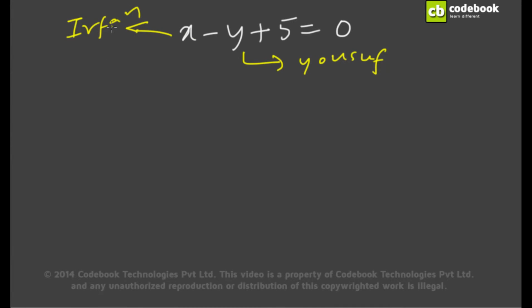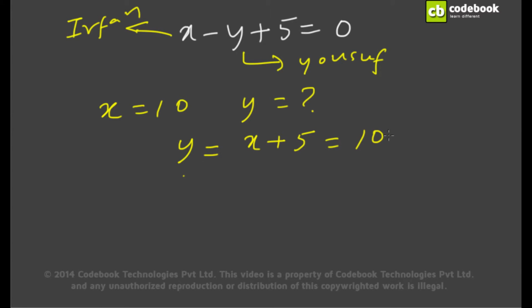We know the equation x - y + 5 = 0 is our equation for the ages problem, where x is Irfan's age and y is Yusuf's age. So now we can use this equation to answer questions like, for example, if Irfan's age is 10 years, what's Yusuf's age? So what we are saying is, if x equal to 10, what is y? So let's calculate it. y = x + 5. So x is 10, so y is 15. So Yusuf's age is 15 years if Irfan's age is 10 years.